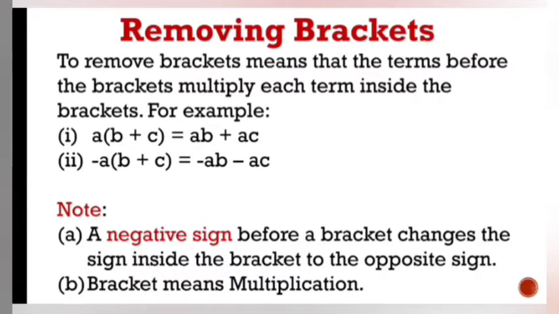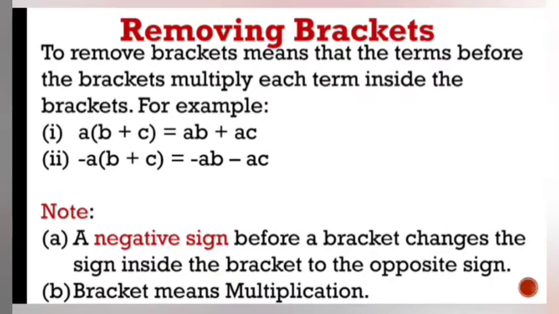Now for example, we have A into bracket B plus C, equal to AB plus AC. How did we get that? The term outside the bracket, which is A, multiplies each term inside the bracket. That is A times B is AB, plus A times C is AC. Right?